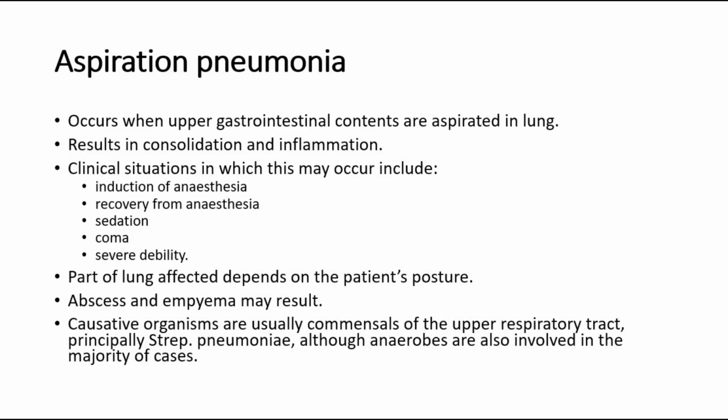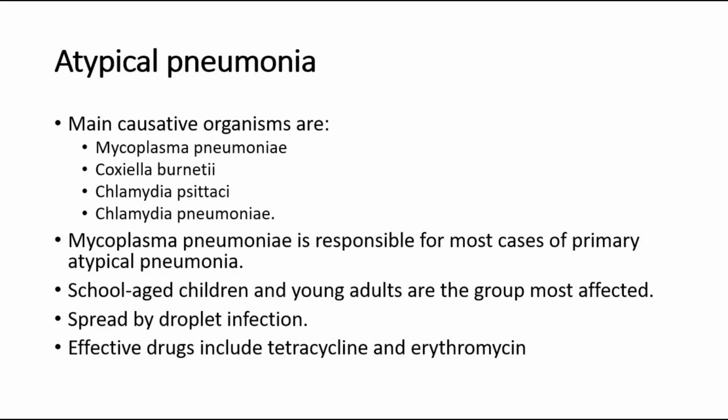Causative organisms are usually commensals of the upper respiratory tract, principally Strep pneumoniae, although anaerobes are also involved in the majority of cases. Lastly, for atypical pneumonia, main causative organisms are Mycoplasma pneumoniae, Coxiella burnetii, Chlamydia psittaci, and Chlamydia pneumoniae. Mycoplasma pneumoniae is responsible for most cases of primary atypical pneumonia. School-aged children and young adults are the group most affected. It is spread by droplet infection, and the effective drugs include tetracycline and erythromycin.